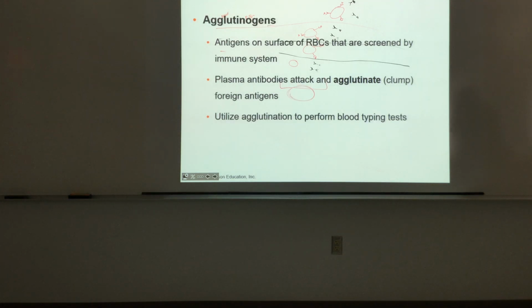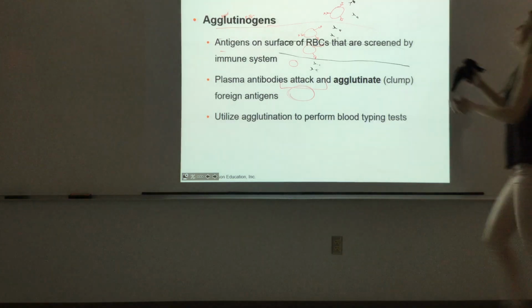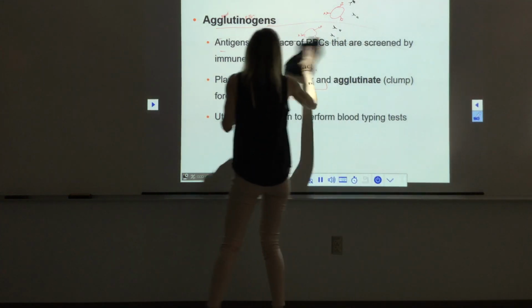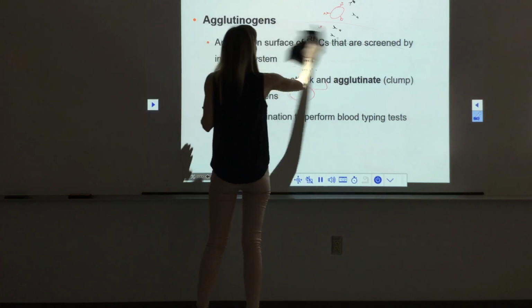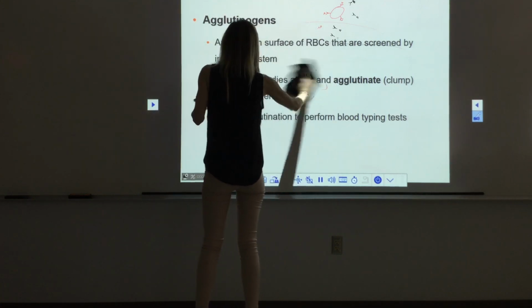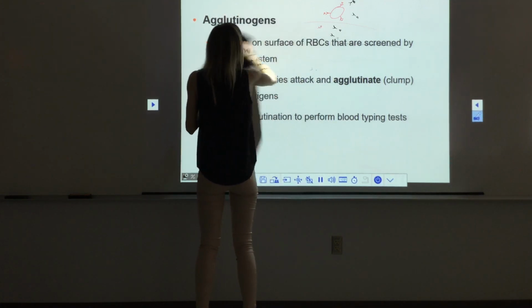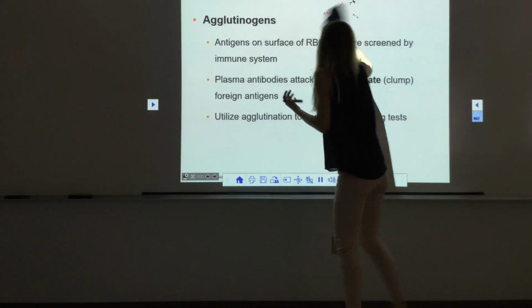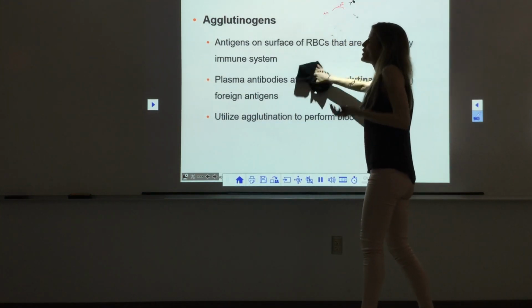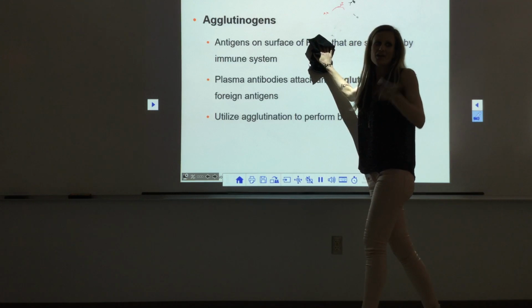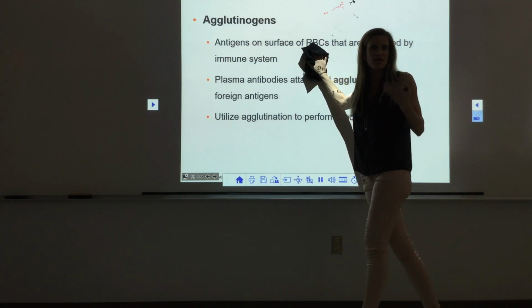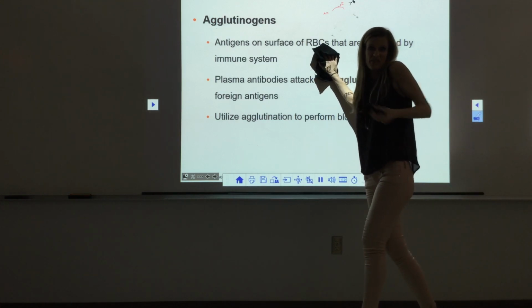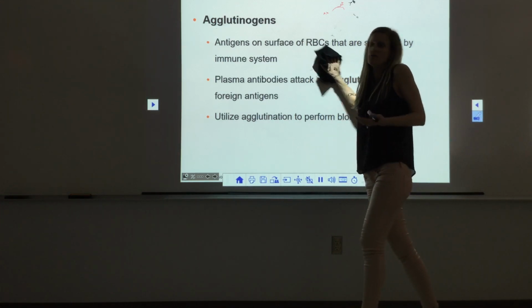So, agglutinogens is a term that we give to antigens on the surface of our red blood cells. And the reason that we call them agglutinogens is because they have the ability to agglutinate. Okay? And agglutinating is clumping. So we kind of take advantage of this when we test for blood types. The fact that we can make something agglutinate, we can make it clump, and that will tell us what antigens we have present.